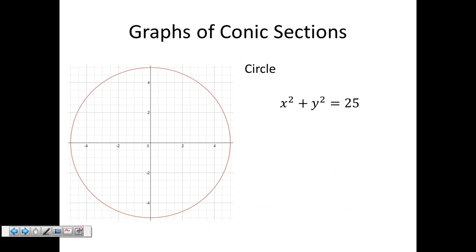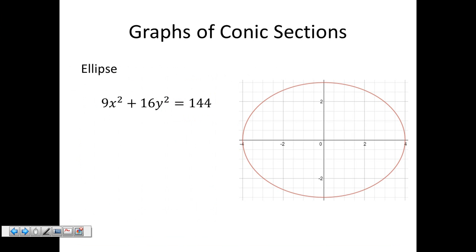Now, let's talk about some graphs of conic sections. Here we see a really nice circle centered at the origin. We see that it was made by the equation x squared plus y squared equals 25. So again, it's got the center at the origin, 0, 0. And with that 25 over there on the right side of the equation, we know that this circle has a radius of 5. Now, we'll talk more about circles specifically later, but it's just good to know that the general form of the equation for a circle has this x squared, this y squared, and they're added together.